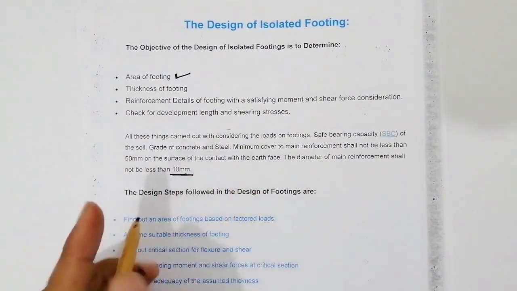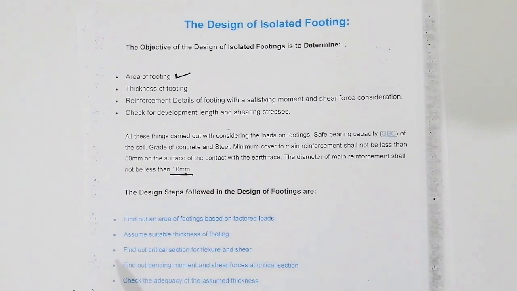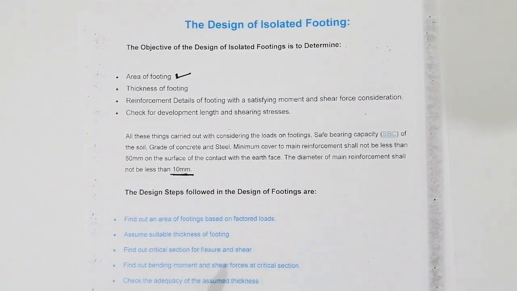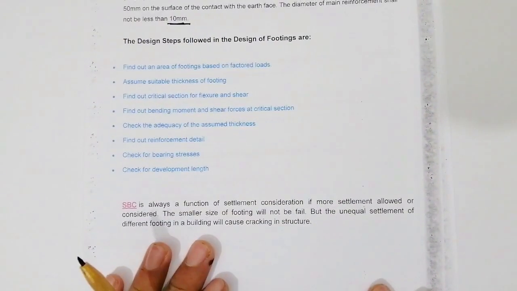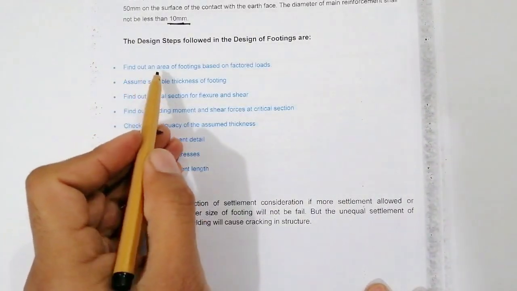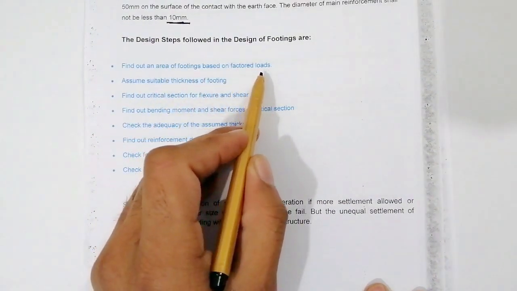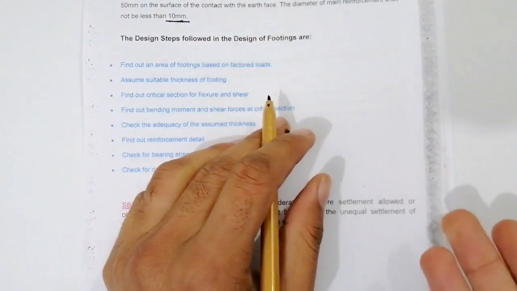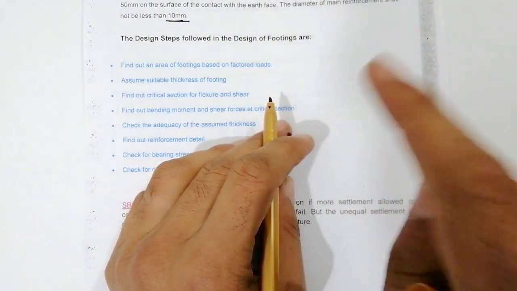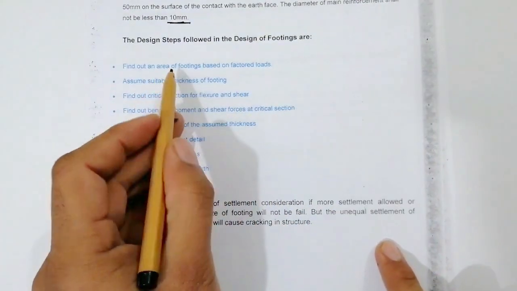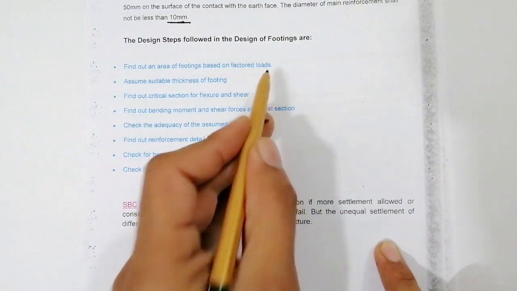Now guys, come to the steps to follow in the design of footing. These are some tips for the design of footing. The first one: find out the area of footing based on the factored load. As you know, the structure load and the loads are applied on the footing, so find out the area of footing according to factored loads.